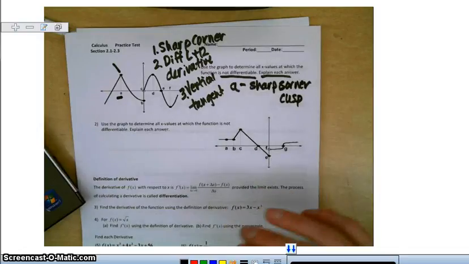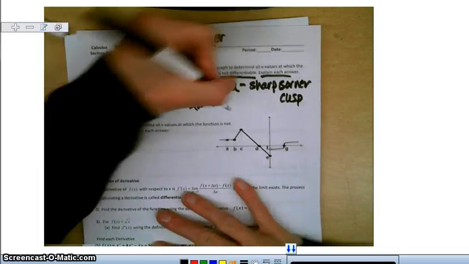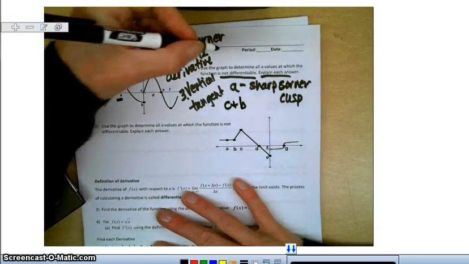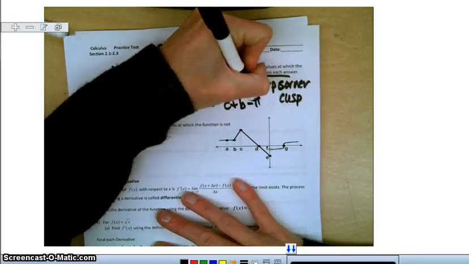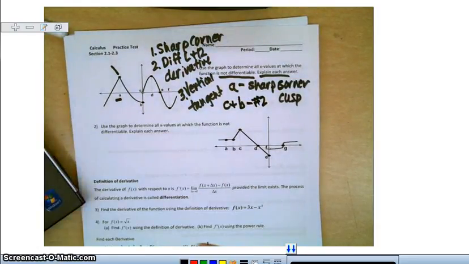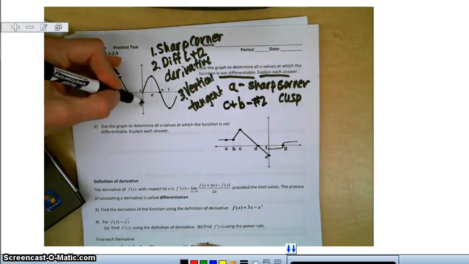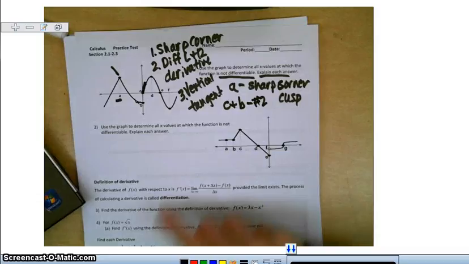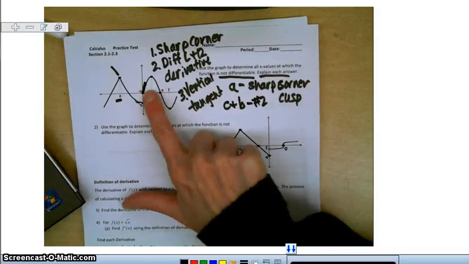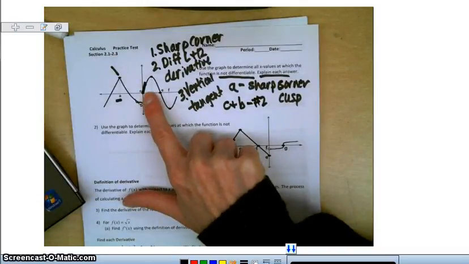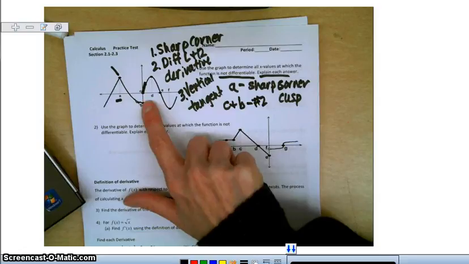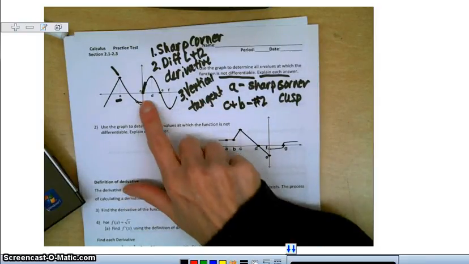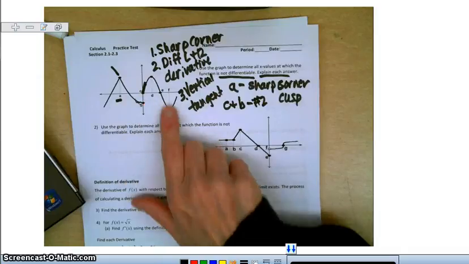And then points C and B would be because of reason number 2, different left and right derivatives. This from here has a different slope than this does. This is a positive slope. This is more of a 0 slope right there. That would be a positive slope about a point C, so they're different slopes. You can also tell different left and right derivatives typically means that it's not continuous there. And those would be the only other points.